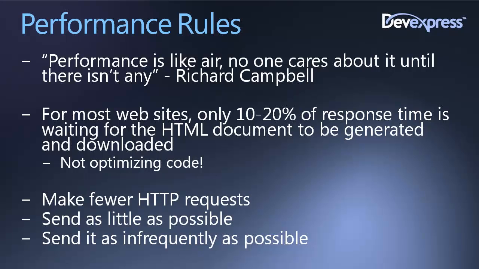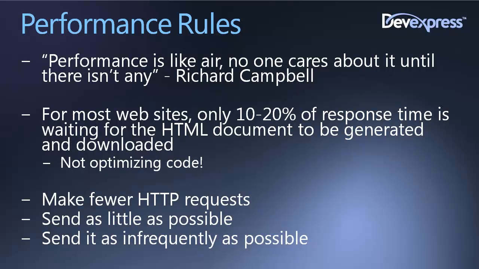The idea is you want to make fewer HTTP requests. In other words, let's not ask for as many images, JavaScript, and style sheets. You want to send as little data as possible. The smaller we can make these images and other things, the faster it'll be to get to the client. And also send it as infrequently as possible, so only send it to them when we actually need to do an update. Those are the high-level rules we want to focus on.